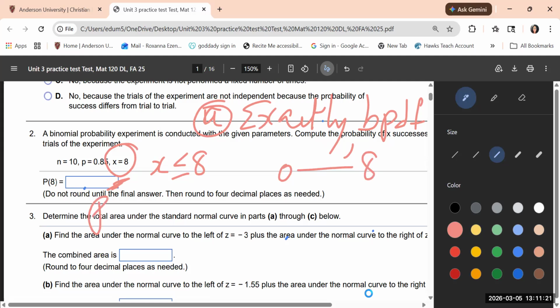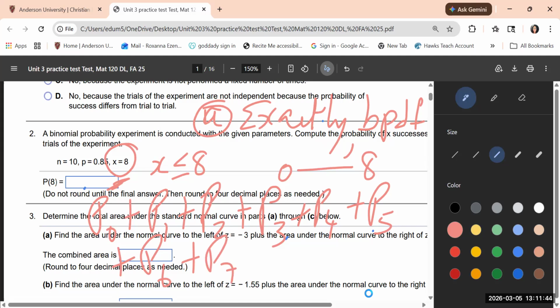So I have to find P0 plus P1 plus P2 plus P3 plus P4 plus P5 plus P6 plus P7 plus P8. Okay, what in the world is P0? I'm going to make sure we understand what P0 is. What is P0? So let me come over here and write it.